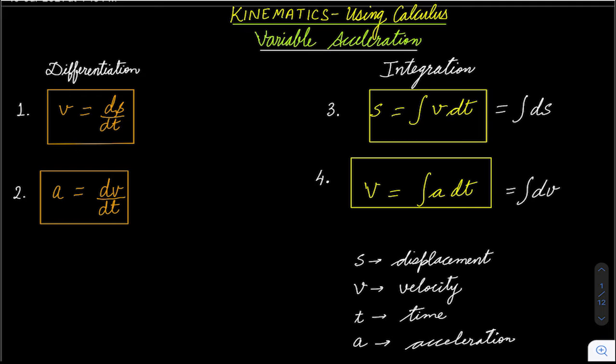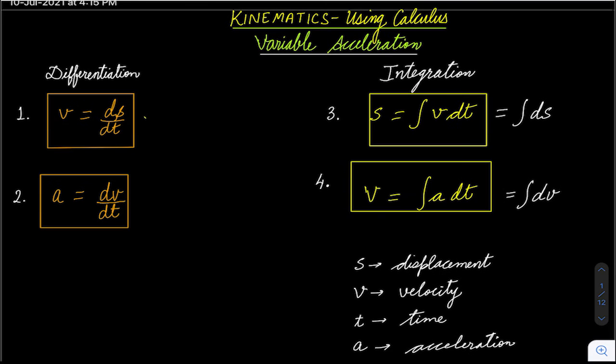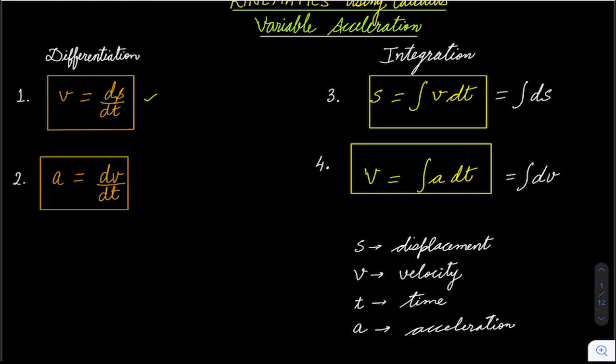Velocity is nothing but ds over dt. That is the first thing here. Second thing, acceleration: we know in the velocity-time graph it's the gradient. So basically dv by dt, the rate of change of velocity with respect to time, gives us acceleration. From that we can easily see these differentiation formulas.